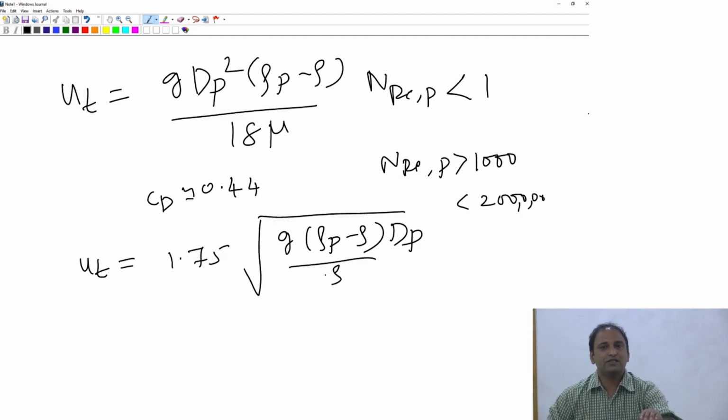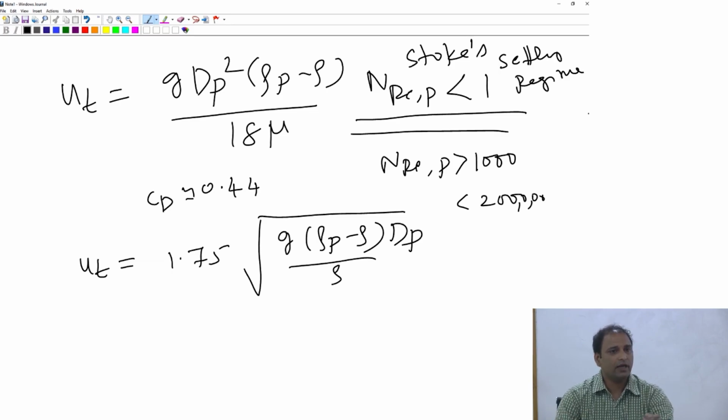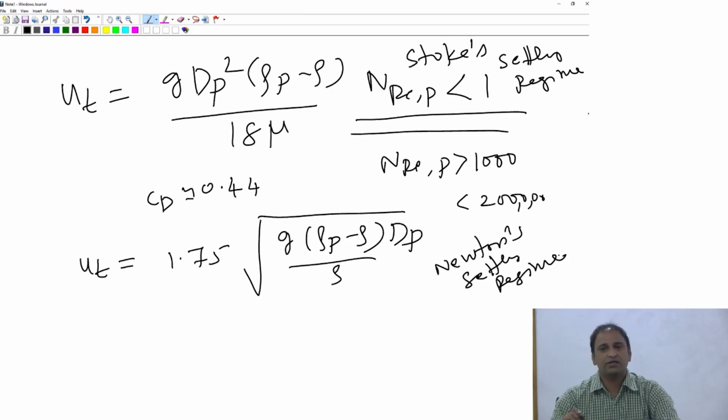Therefore these are the two limiting cases for the settling of particles in a fluid: the expressions for the terminal velocities which are applicable for the limiting cases. One is for when the Reynolds number is less than 1, which is called the Stokes settling regime. The other is for cases where the Reynolds number is between 1000 and 200,000, which is called the Newton's settling regime.